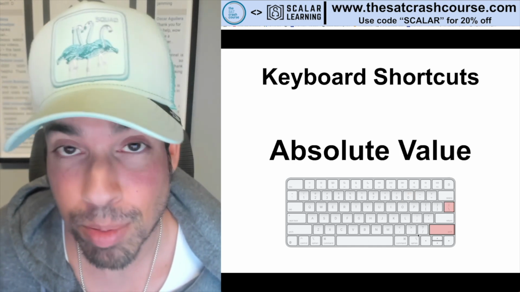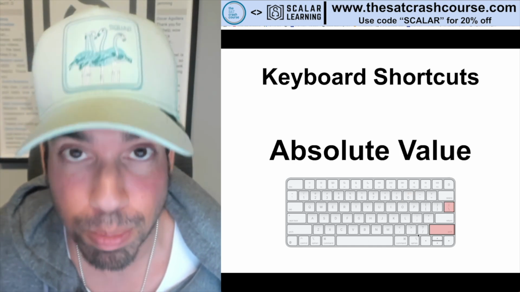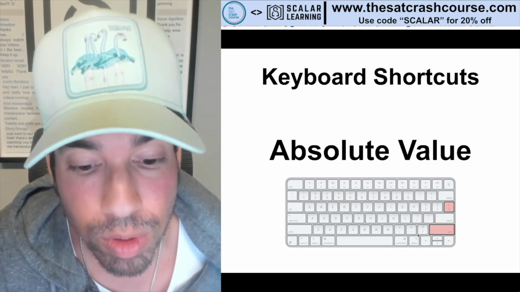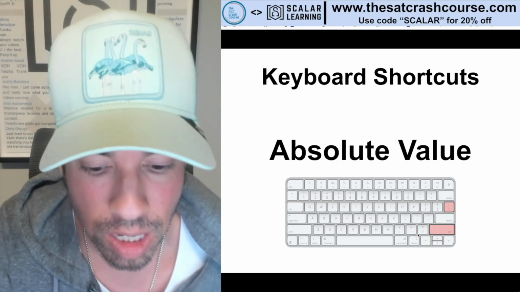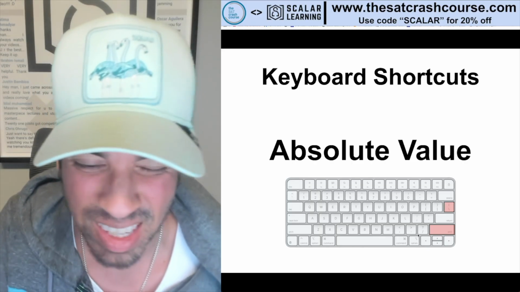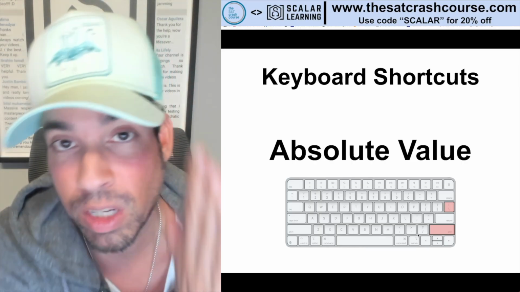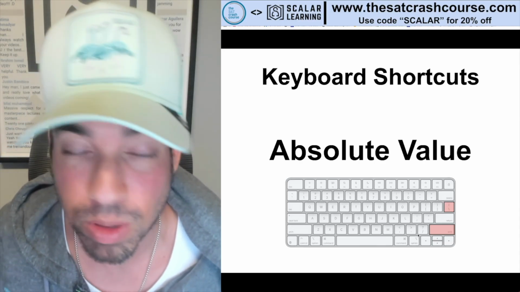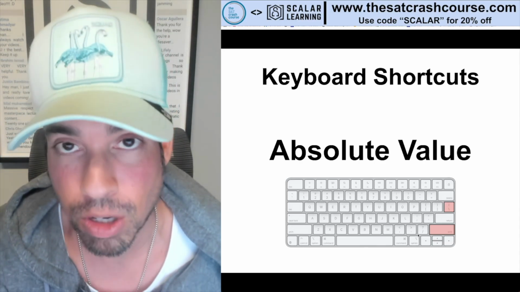When it comes to absolute value, you can type ABS parenthesis and enter the value that you want to apply absolute value to. But I always like to go with this method, just type Shift and that button right there, which is like that backward slash button. When you hit Shift, you're going to get the straight up line, which is the absolute value symbol. And of course, you have to put that on both sides of the variable or the number.